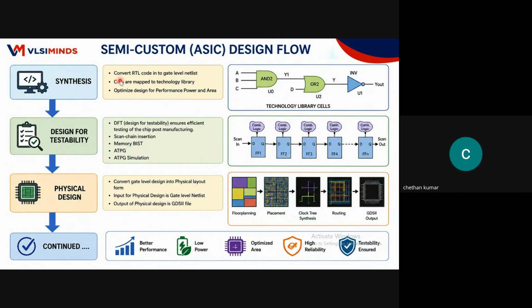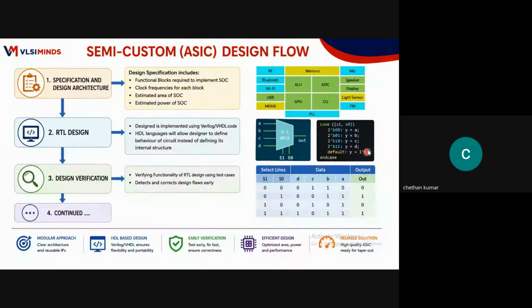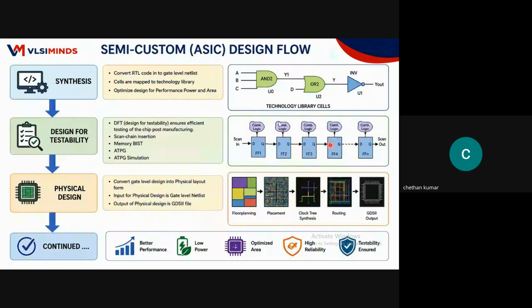Synthesis is nothing but the process of converting your RTL code into a gate level netlist. Whatever I showed in the previous slide, in this way it looks in the RTL design. So the RTL files get converted into a gate level netlist. Each gate, to perform that operation or to meet the specification, gets converted into the gate level netlist by using technology libraries.